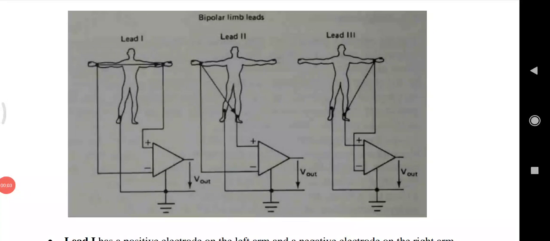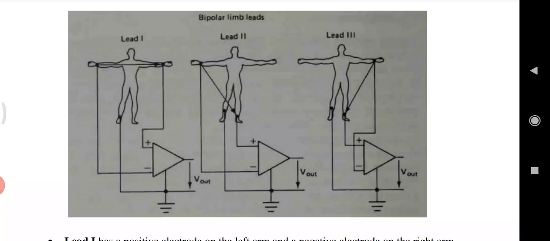Dear students, our next topic is the ECG lead configurations. To record an ECG, 12 electrodes are connected to the body of the patient, and the electrodes are connected to the ECG machine using wires called leads. It has three types of classification.